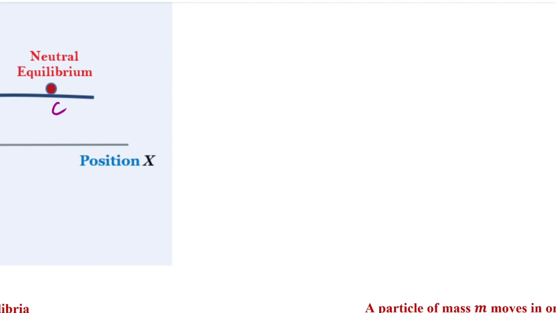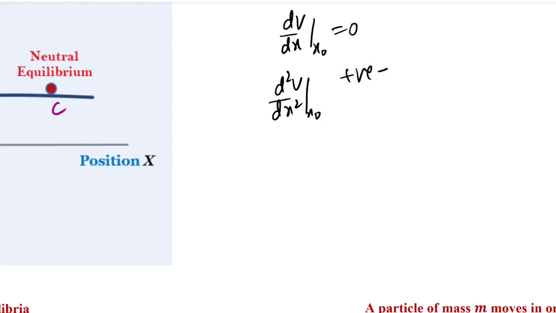So while doing problems, first of all, we have to check whether dV by dx at x naught is equal to 0 or not, to confirm equilibrium. Then the next step is we have to find d squared V by dx squared at x naught. If it is positive, we can say stable equilibrium. If it is negative, it is unstable equilibrium. And if it is 0, there is neutral equilibrium.